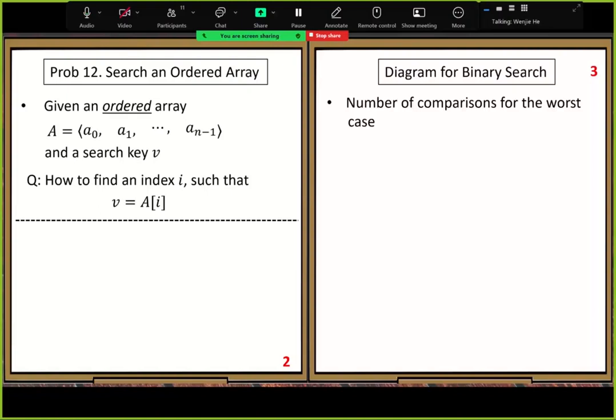Let me look at how much time I have left. All right.